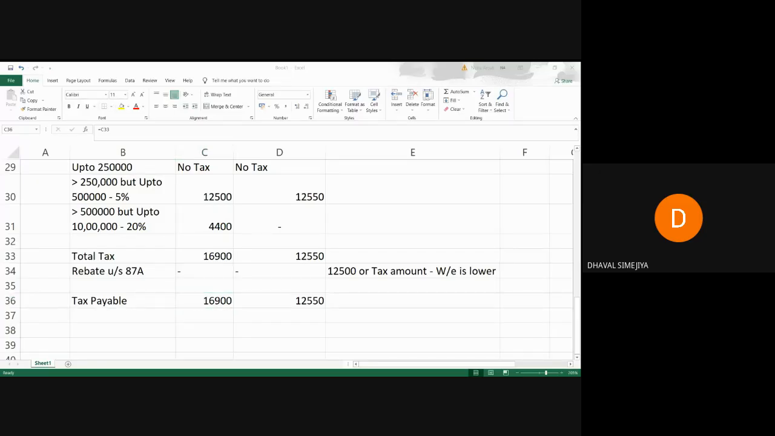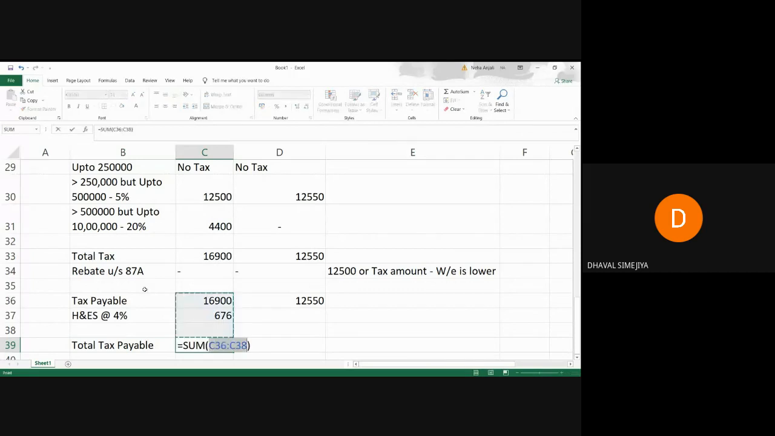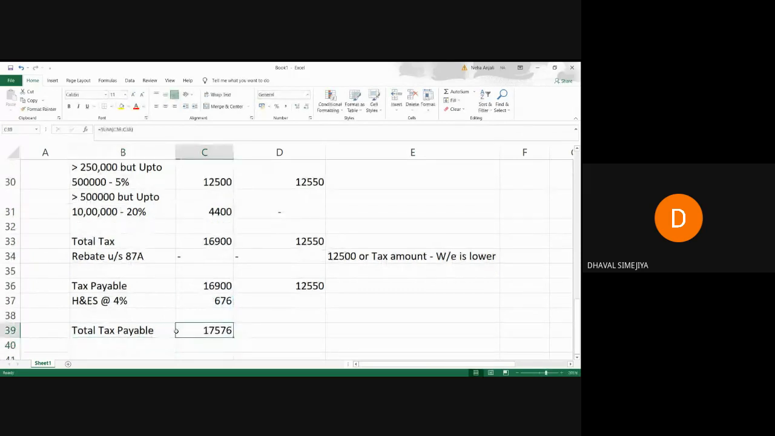Now, here, the tax payable is 16,900. Okay? Now, health and education cess, that is 4%, will be calculated on tax. And total tax payable will be 17,576.